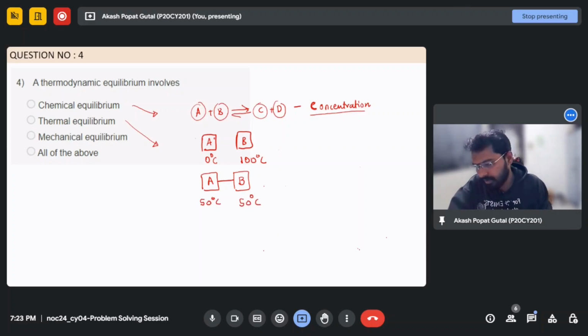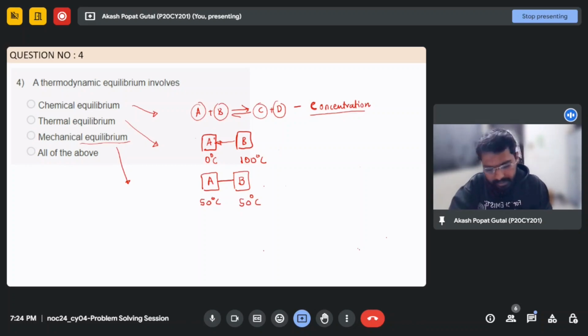So what we can say is that from the 100 degrees Celsius temperature of body B, heat will flow from B to A, and because of the heat flow, the temperatures of both of the bodies become equal. So we can say they reach thermal equilibrium. And the third one is the mechanical equilibrium.